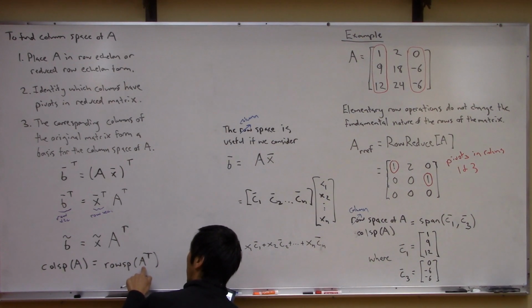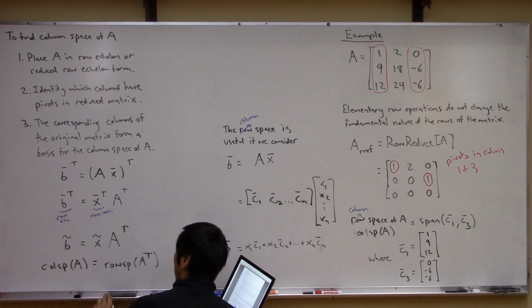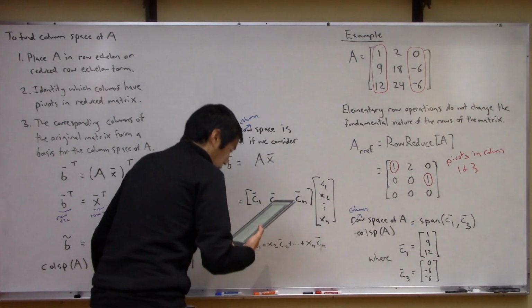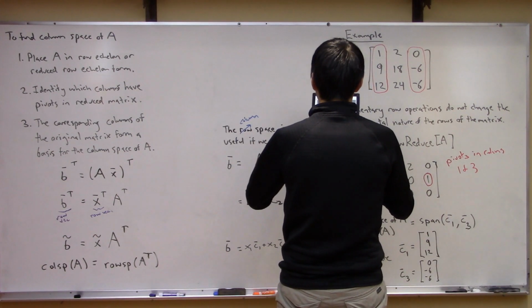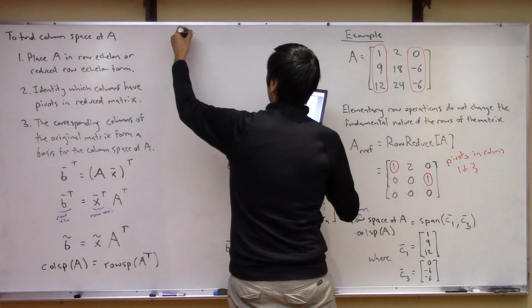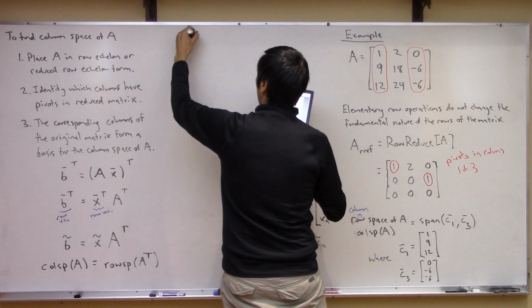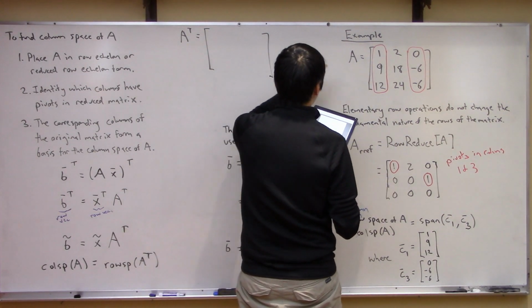You could go and calculate A transpose, just basically transpose that thing, calculate the row space, and that gives us the column space. In fact, why don't we go ahead and do that just to show that it's the same thing? So let me make sure I got this right here. Okay, so let's go ahead and calculate A transpose, which is really, really simple. You take A, and now we're just going to flip rows and columns.